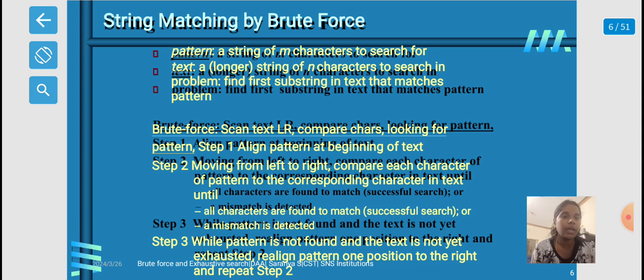Step 1: align the pattern at the beginning of the text. Step 2: moving from left to right, compare each character of the pattern to the corresponding character in the text until all characters are found to match, which is a successful search, or a mismatch is detected. Step 3: while the pattern is not found and the text is not yet exhausted, realign the pattern one position to the right and repeat step 2.